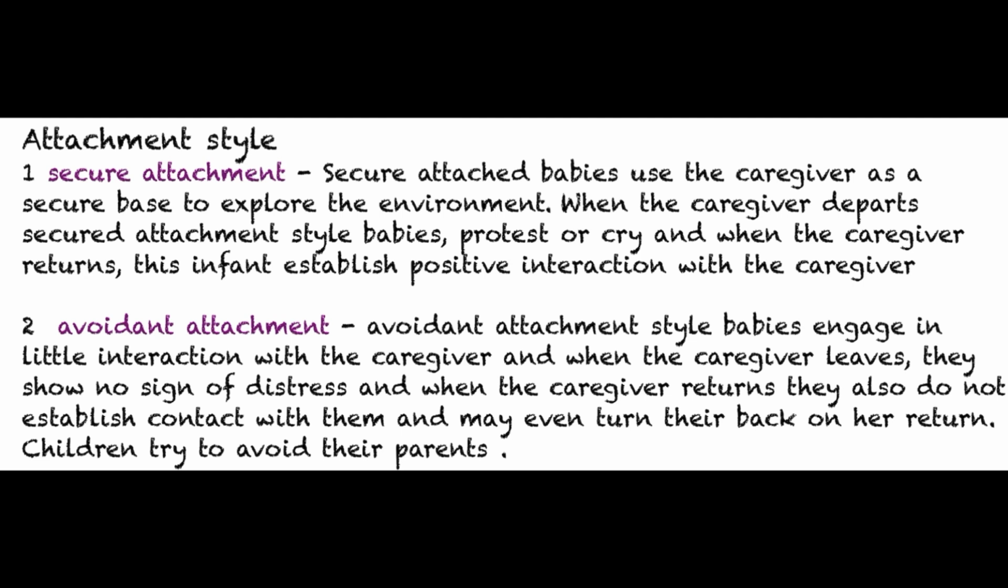So an adult who has a secure attachment style is able to trust others and gain trust from others too, and they can easily become close to others.